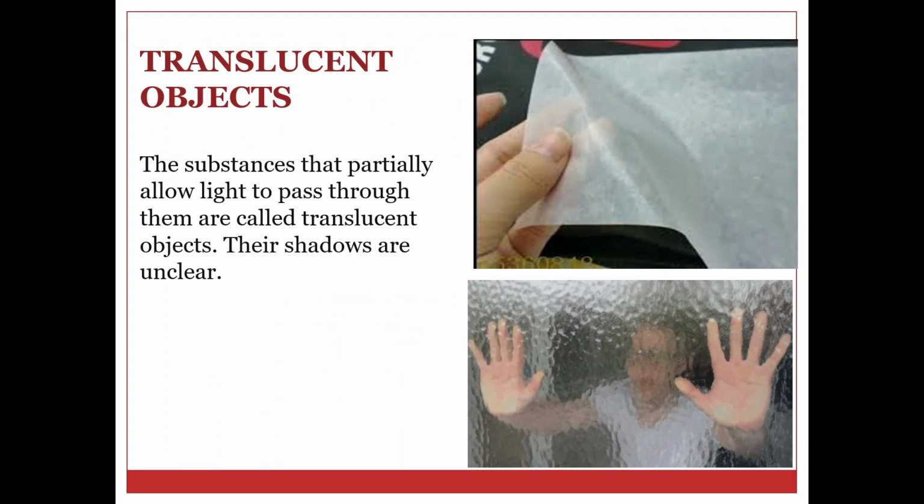The translucent objects, the substances that partially allow light to pass through them are called translucent objects. Their shadows are unclear, like a butter paper or frosted glass which is present in our bathrooms. All these are translucent objects. Oily paper also acts as a translucent object.